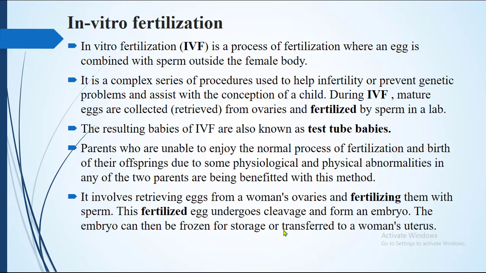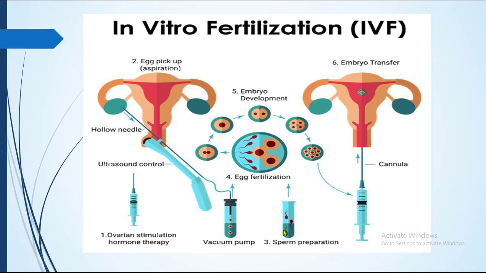Here are the methods of in vitro fertilization. Starting from here, ovarian stimulation hormone therapy is given to stimulate the ovaries to release an egg. Then that egg is extracted from the ovaries through a special needle, and the eggs are collected and the sperms are also collected from the male, and they are fertilized in a petri dish under laboratory conditions.